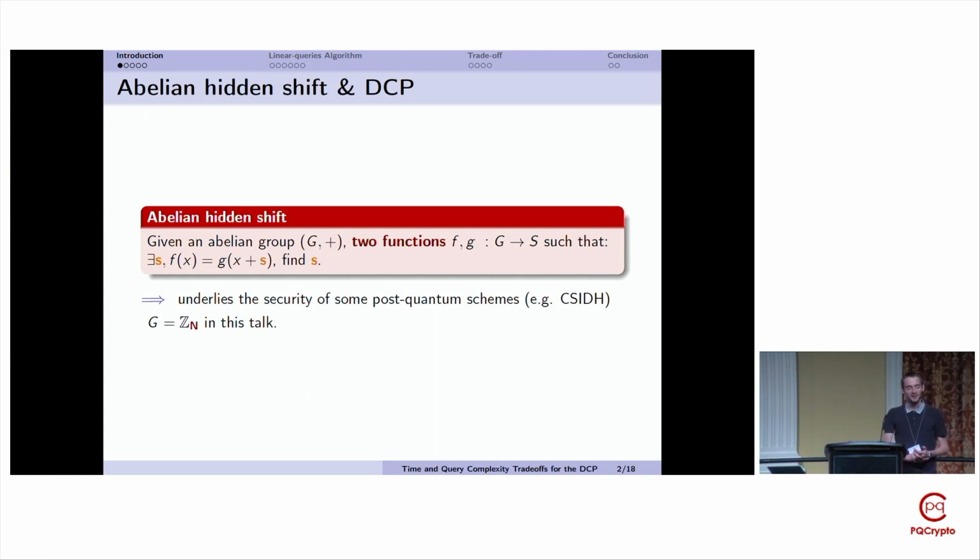Okay. So basically the problem we want to solve is: we have an abelian group and two functions defined on this group with values into a set, and there is a shift between them, s. So f of x is equal to g of x plus s. I want to find this shift. Now, this problem, interestingly, underlies the security of crypto based on group actions, which is proposed for post-quantum cryptosystems like CSIDH, or the proposal we had presented this morning. So in this talk, I will simplify things and consider G, the group, to be Zn for some big N.